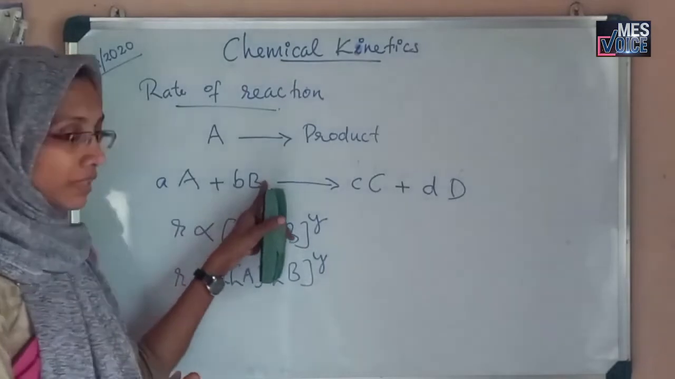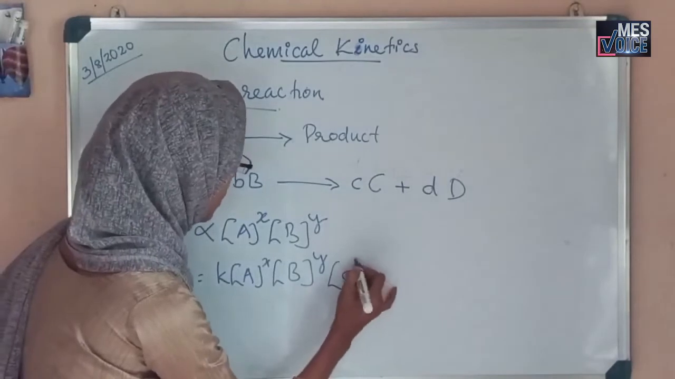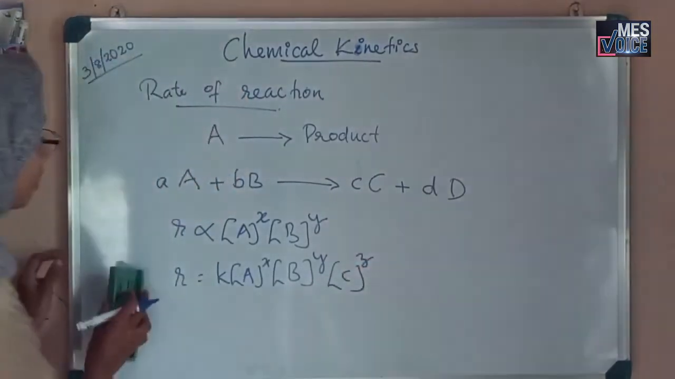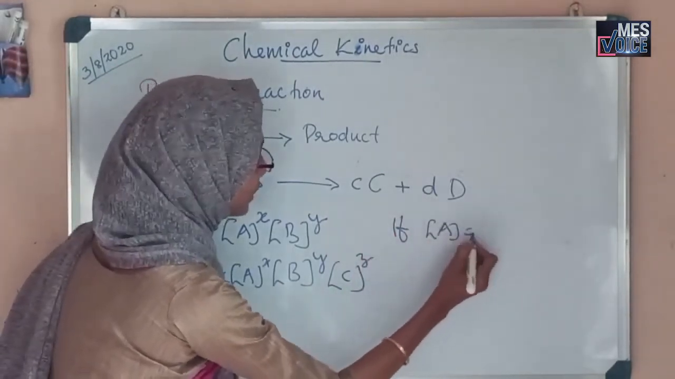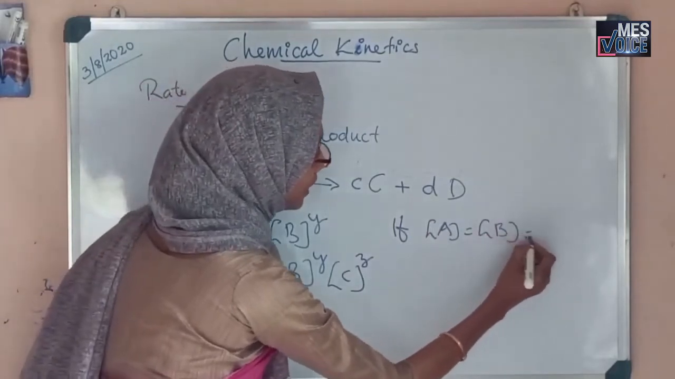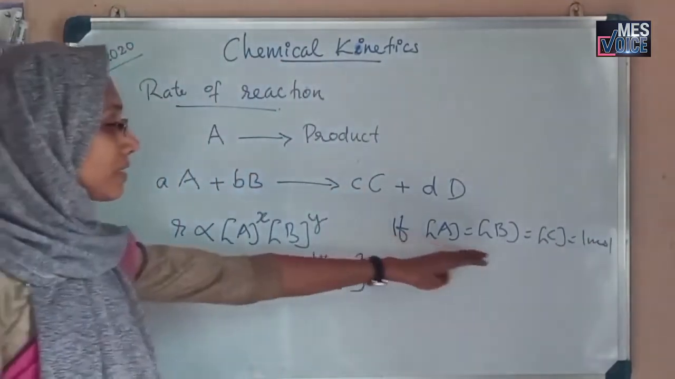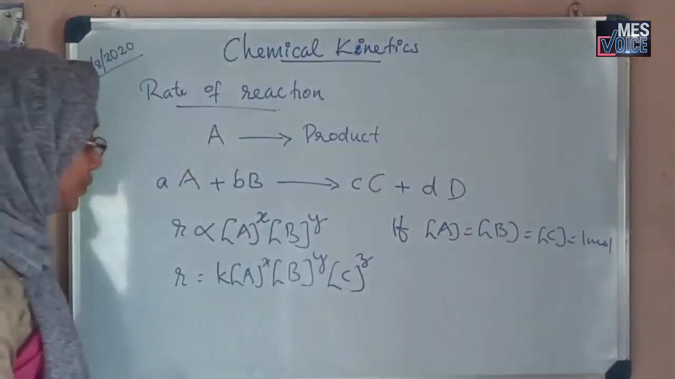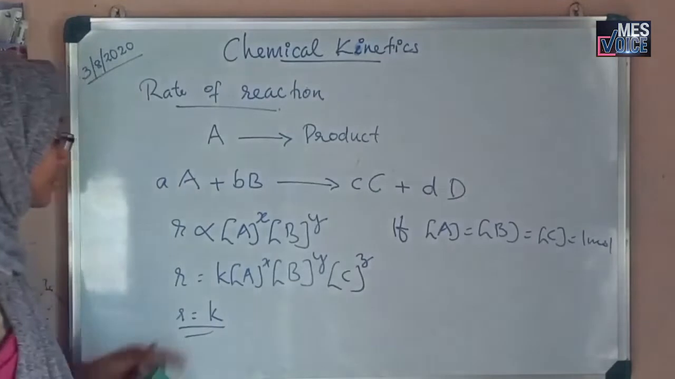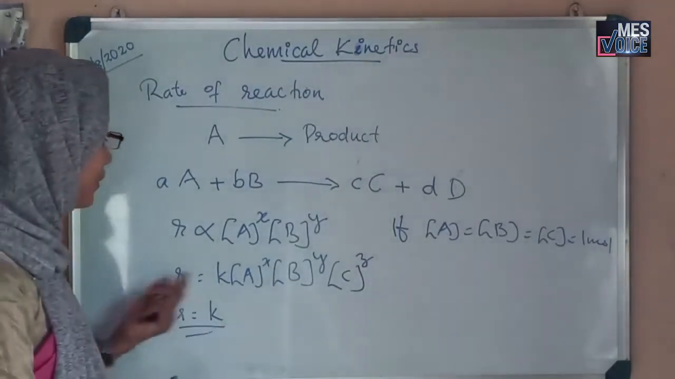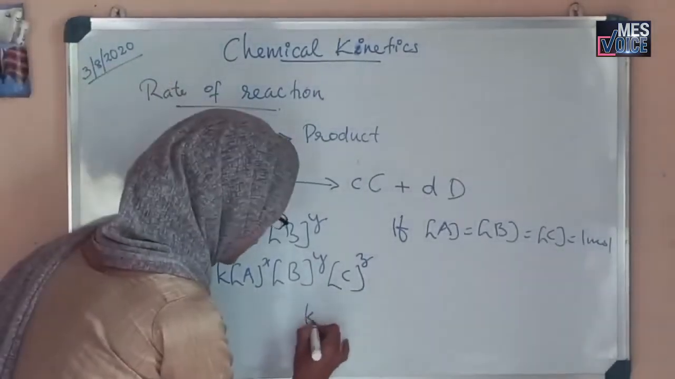If there is another reactant C, the rate expression may include that term [C] raised to z. If we take the concentration of A equal to the concentration of B and the concentration of C equal to 1 mole, that is, all the reactants are in unit molar concentration, then rate is equal to k. Then we can define the rate constant. Rate is nothing but the rate constant. So k is equal to R.